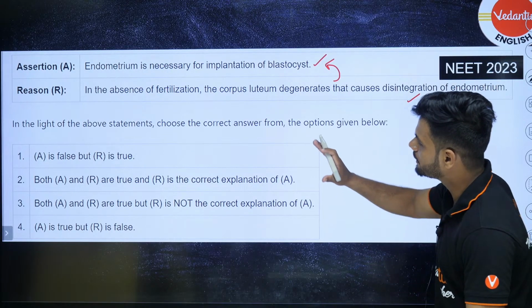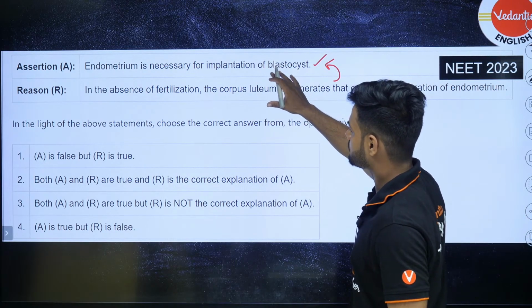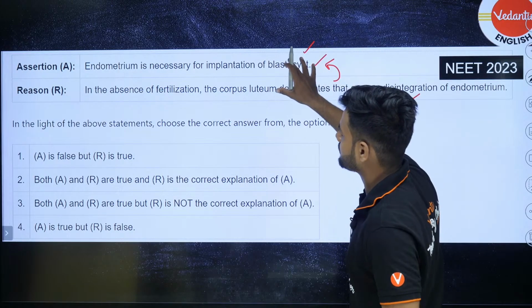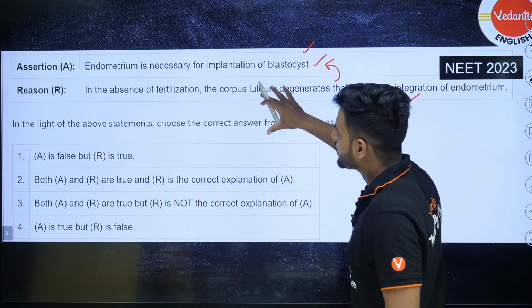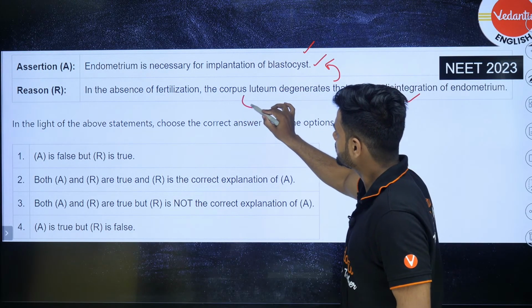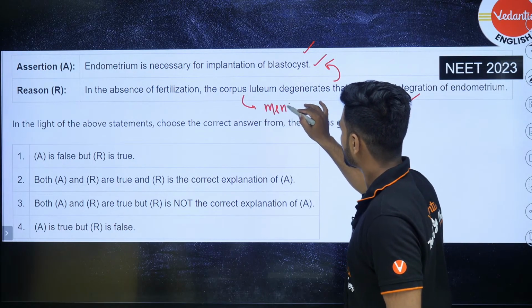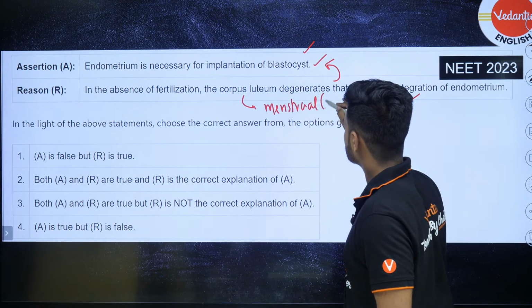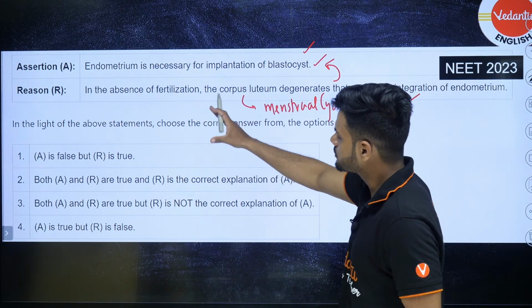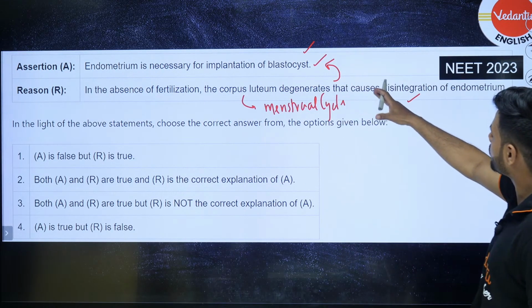Students, endometrium is necessary for implantation. Here they are talking about the implantation topic. Here they are talking about the menstrual cycle topic. In absence of fertilization, corpus luteum degenerates and that causes disintegration.